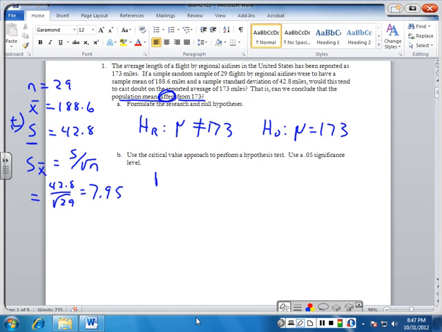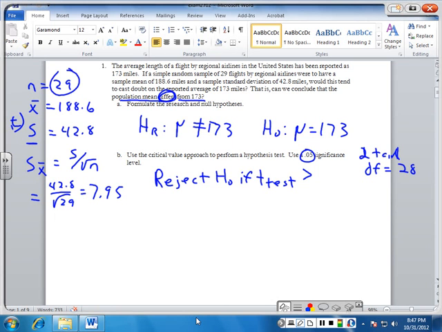So for the critical value approach, we're going to reject H0 if the t-test, again it's a t-test because we have a sample standard deviation, is greater than... so we have alpha of 0.05, it's two-tail, and degrees of freedom is going to be 28. That's just 29 minus 1, or n minus 1. This is going to be 2.048, or if it's less than minus 2.048.